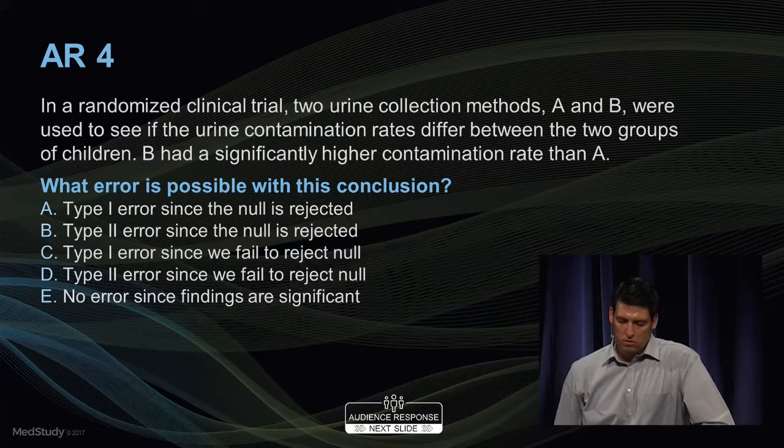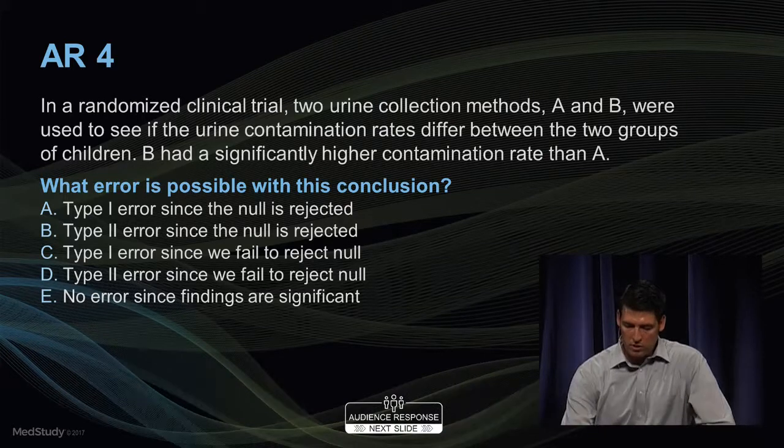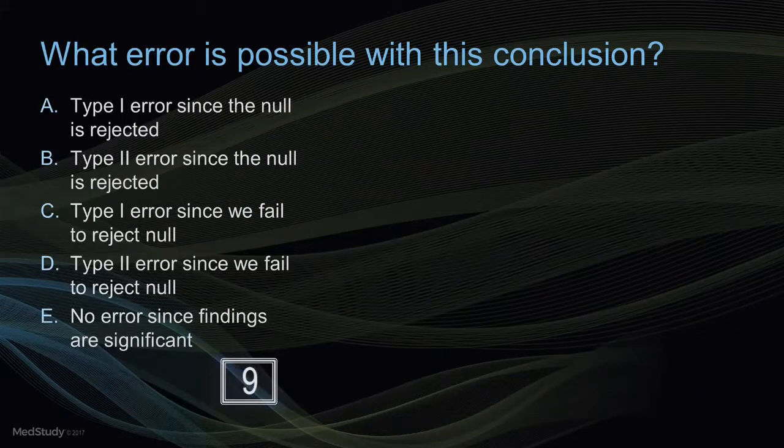Type 1 error, because the null's rejected. Type 2 error, since the null's rejected. Type 1 error, since we failed to reject the null. Type 2 error, since we failed to reject the null. Or no error, since there was a significant conclusion. All right, so take a second and answer that.